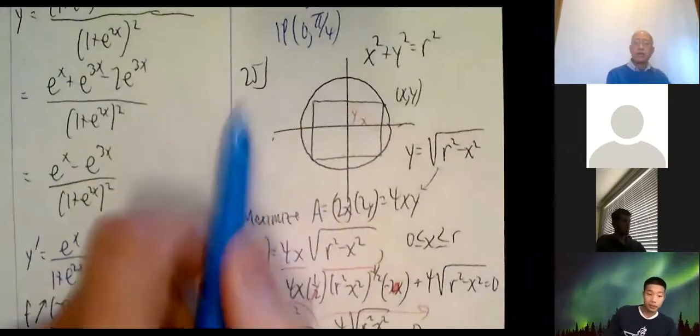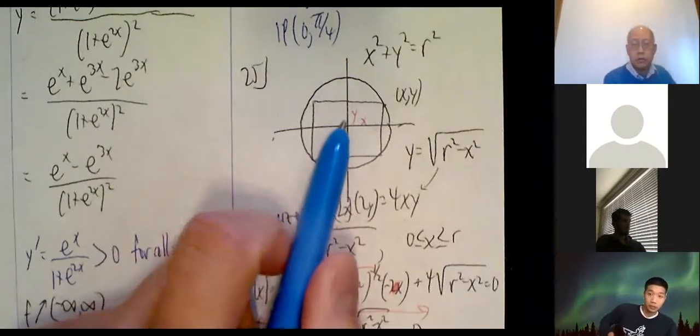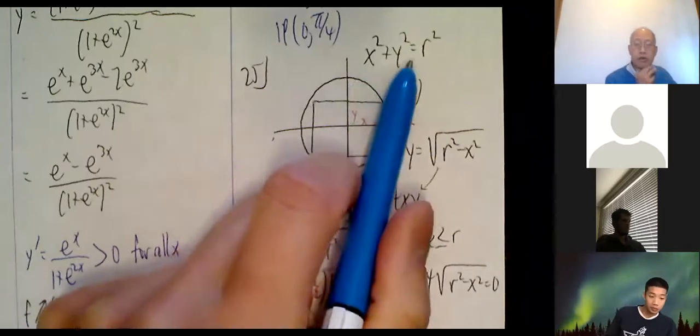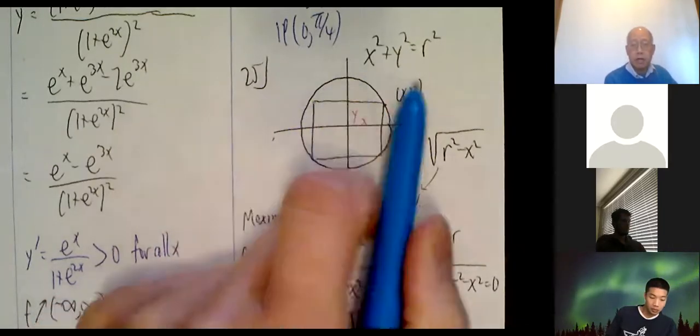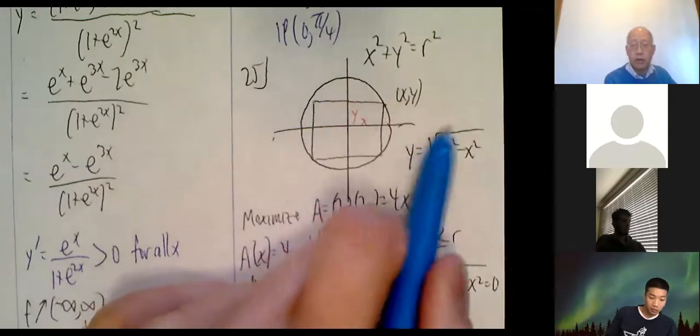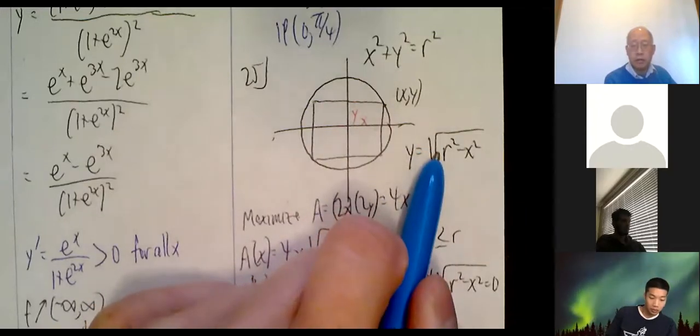Okay, circle of radius r, I set it up at the origin. x squared plus y squared equals r squared. That's a circle of radius r. Okay, a little bit of algebra: y is equal to radical r squared minus x squared.